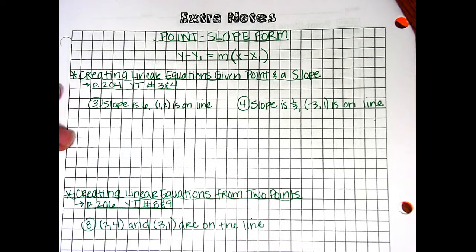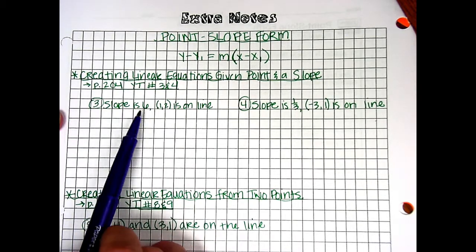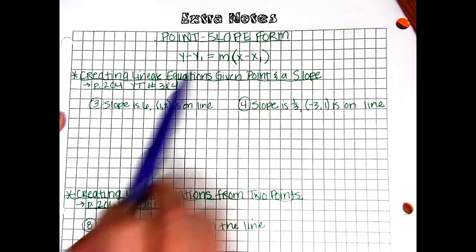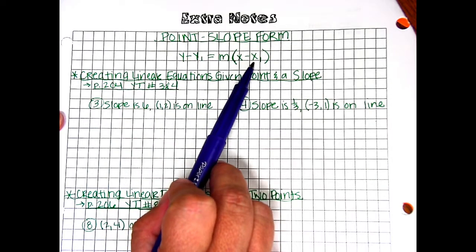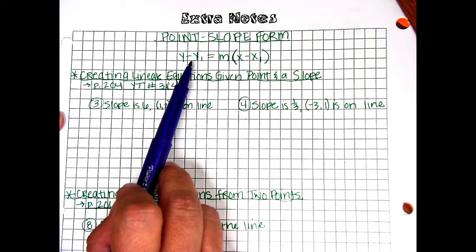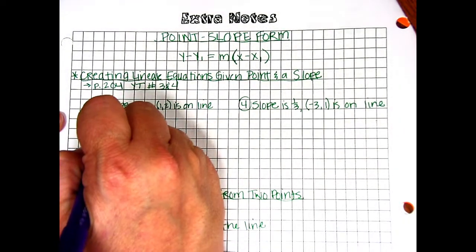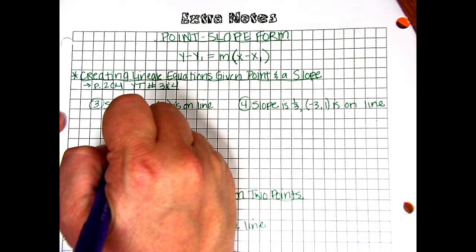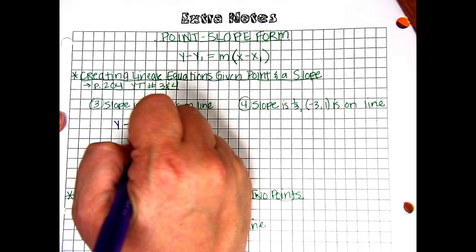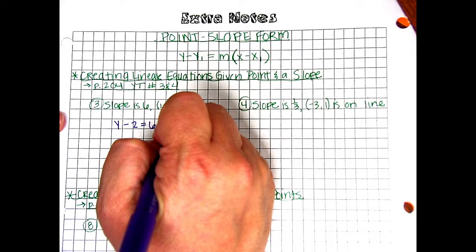These can be found on page 204 in your book. They're your turn, number 3 and 4. Okay, and the first one says the slope is 6 and (1, 2) is on the line. So we're literally going to take the 6, substitute it for the m, the 1, substitute it for x sub 1, and the 2, and substitute it for y sub 1. So it looks like y minus 2 equals 6 times x minus 1.